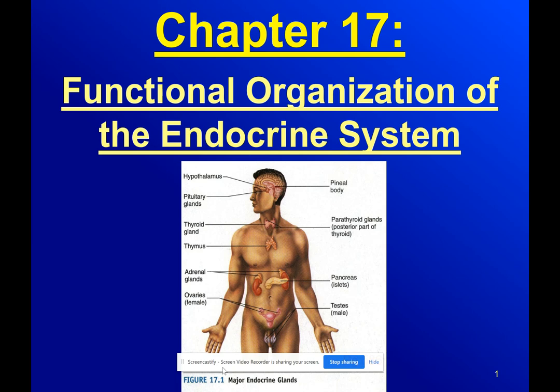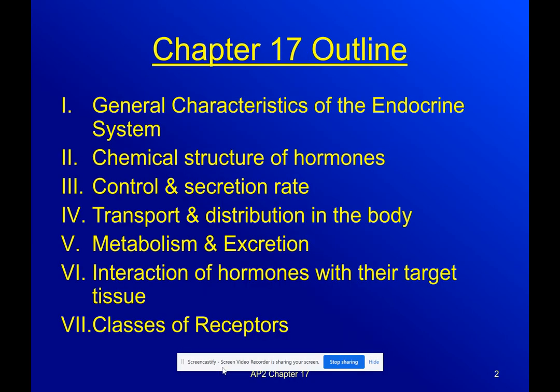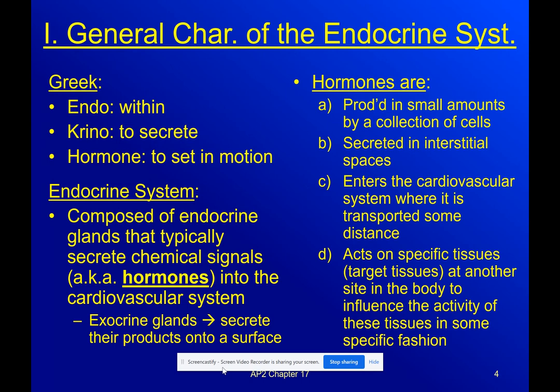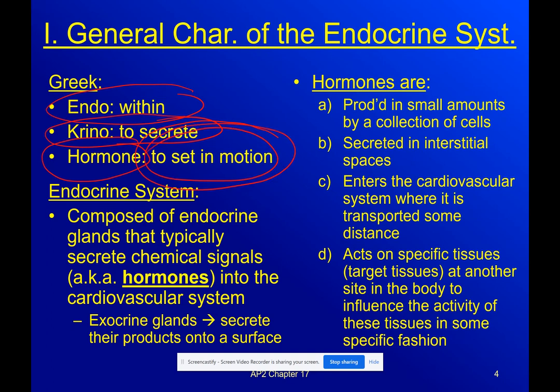So chapter 17 is the functional organization of the endocrine system. Here's the general outline of the chapter. First, general characteristics of the endocrine system. In Greek, endo means within, crino means to secrete. Hormone actually means to set in motion. In AP1, way back in chapter 1, we talked about the fact that we have two systems responsible for regulating the body's processes. Push comes to shove, the endocrine system is one of the two, and the nervous system is the other. The endocrine system works very differently, and we're going to talk about that. But ultimately, when it releases its hormones, it's setting something in motion. It's causing a reaction to happen.